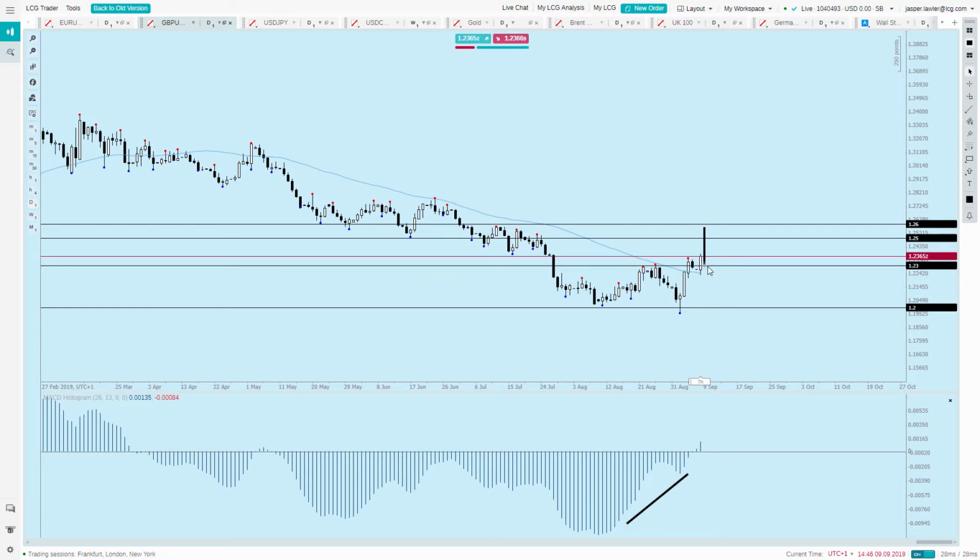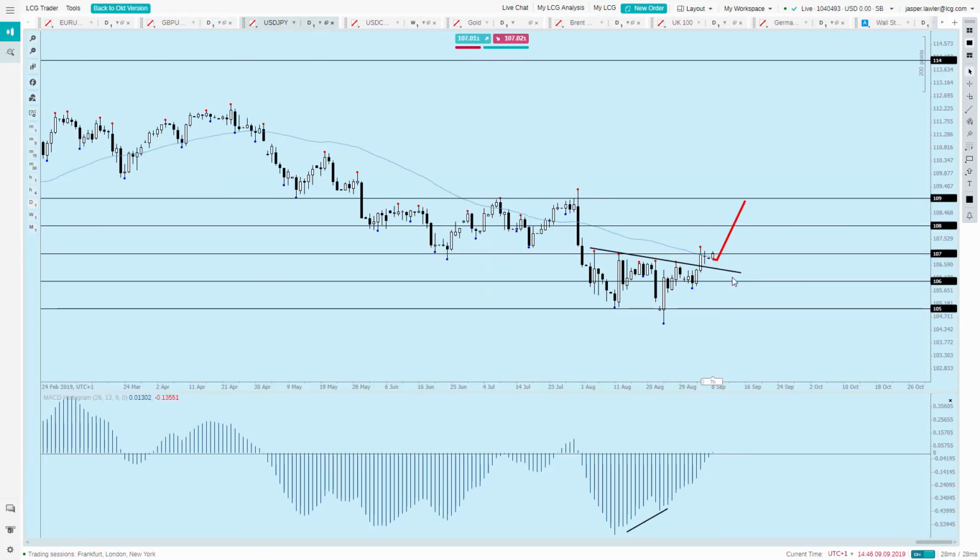We've taken out what could be the neckline of this double bottom at 123, and so a projection here would be taking the height of this pattern more conservatively, projecting it from 123, takes us just shy of 126, so somewhere between the round number of 125 and 126, potentially an upside target here that could be reached quite quickly in sterling.